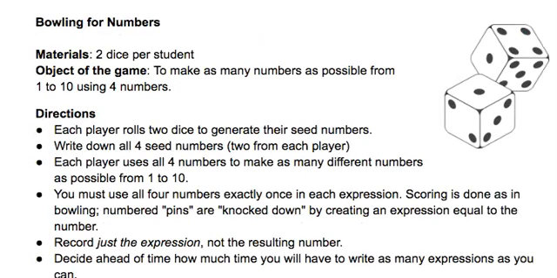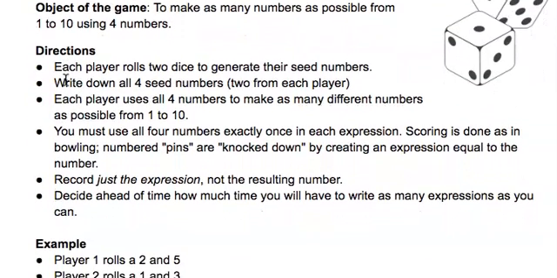This is a two-person game, but you could also just play it on your own if you do not have someone to play with. You're going to need some dice, and I linked a virtual dice if you do not have a physical dice at home. And the object of the game is to make as many numbers as possible from 1 to 10 using 4 numbers. So very similar to our tasks that we did initially in this unit. Okay, here are the directions.